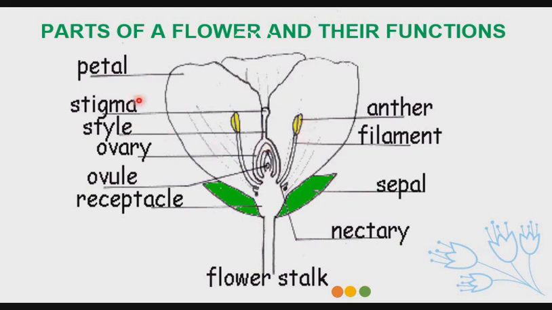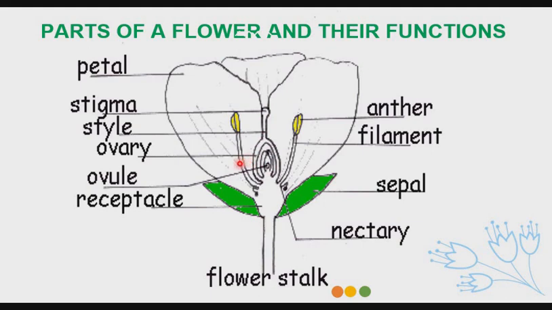We have the stigma. The function of the stigma is that it receives pollen grains at pollination. Whenever pollination occurs, it is the stigma that will receive the pollen grains. Then after the stigma, we have the style. The function of the style is that it connects the stigma to the ovary. It is also the passage for the pollen tube to reach the ovule.